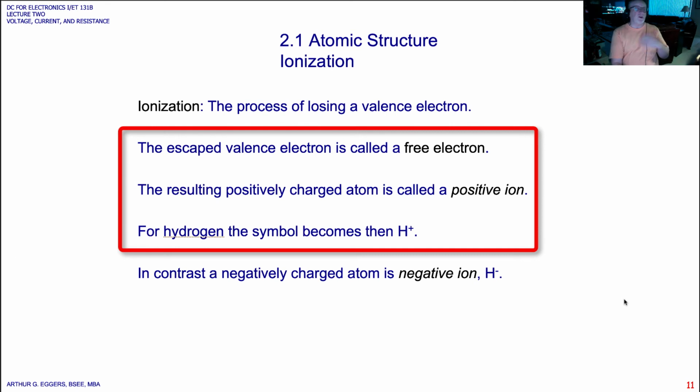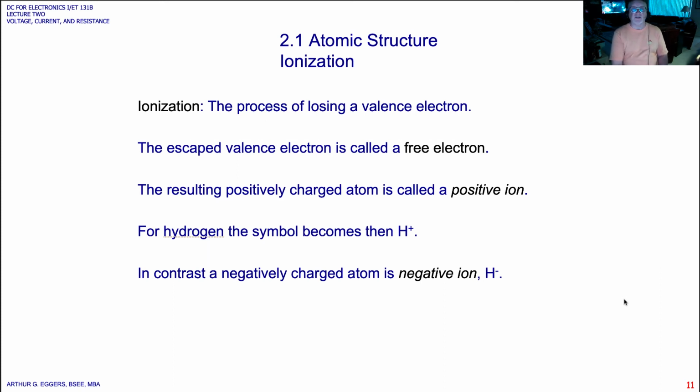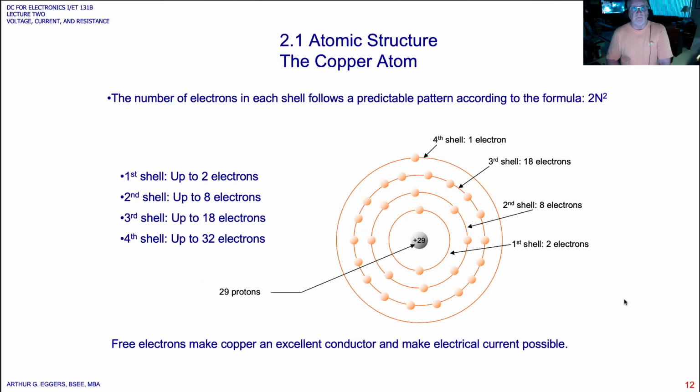So as soon as we lose an electron, that particular atom becomes more positively charged, and we call it a positive ion. For hydrogen then, the symbol becomes H with a little plus in a superscript next to the letter. In contrast then, a negatively charged atom will have an H with a little superscripted negative sign. If it gains an electron, it becomes more negatively charged.